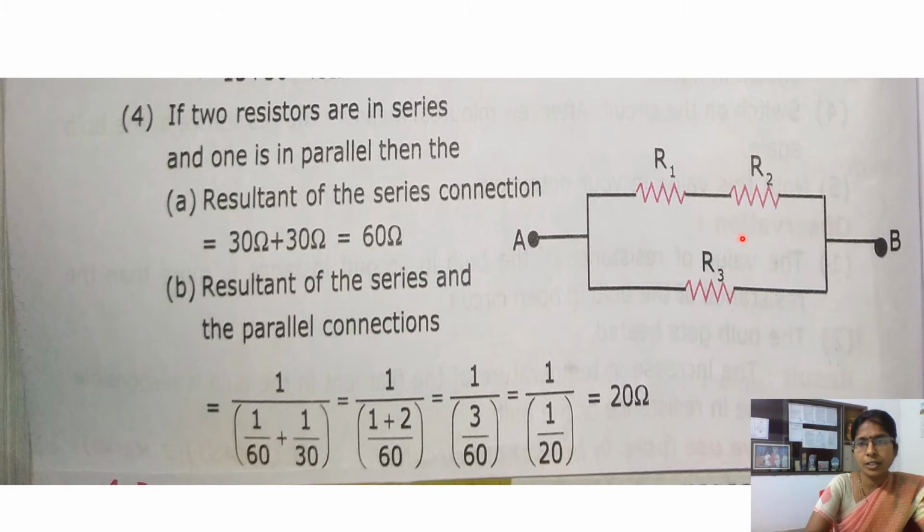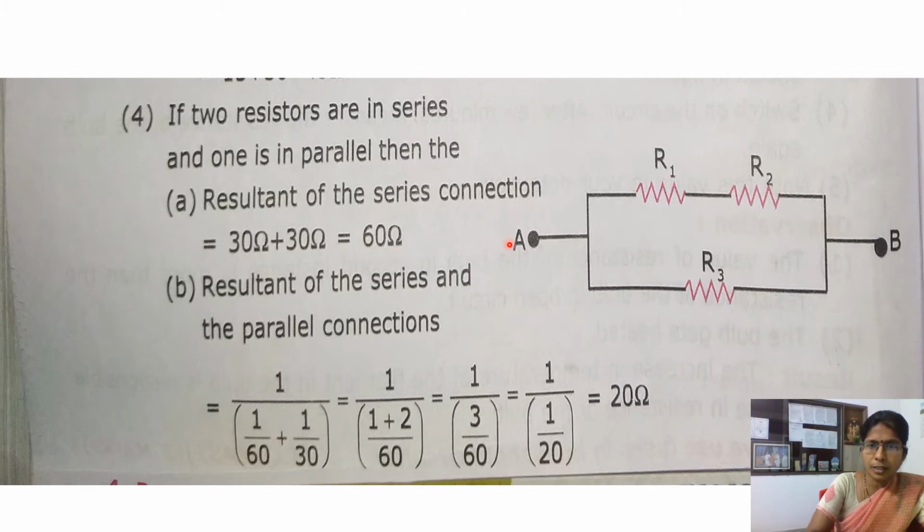They are connected in series combination and the third resistor is connected in parallel combination to them. Let's see that. Here R1 and R2 are in series combination and then the resultant is connected in parallel to the third one, R3. When they are connected in this way, calculate the equivalent resistance. When they are connected in series combination, the equivalent resistance is equal to R1 plus R2. So 30 plus 30, which is equal to 60 ohms in series combination.